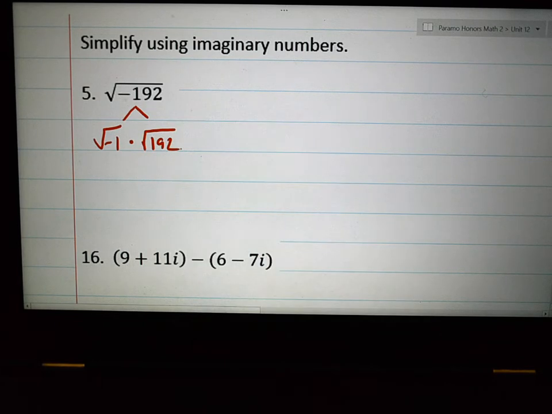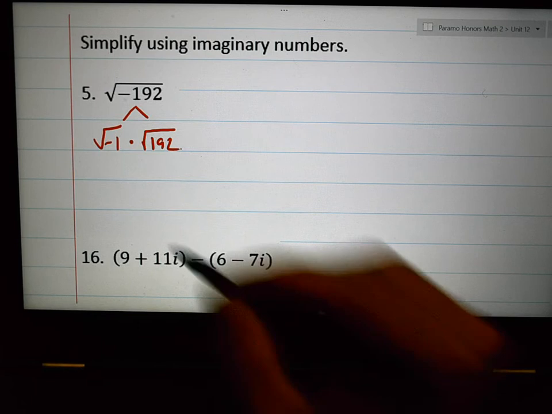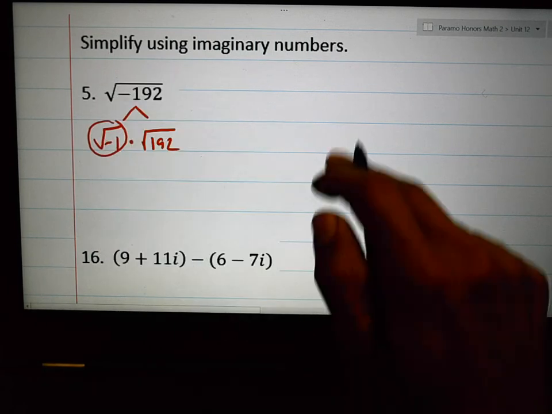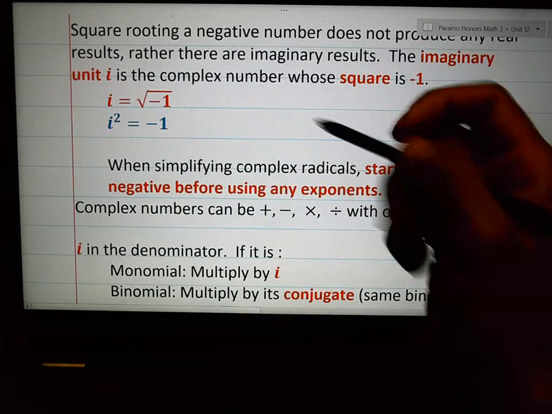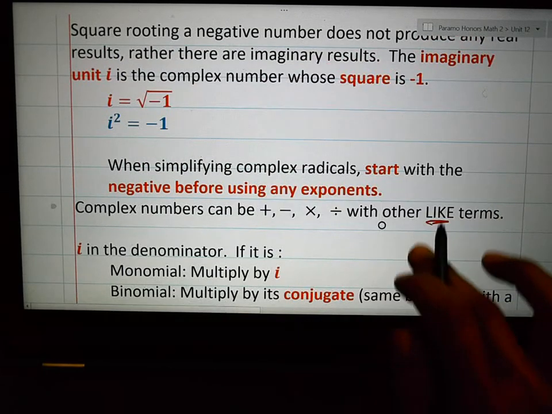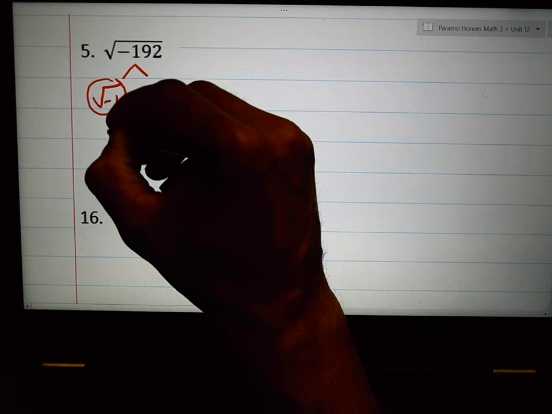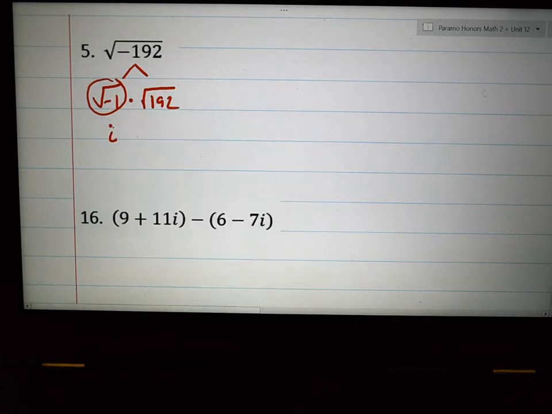I can think of the square root of negative 192 as the same thing as the square root of negative 1 times the square root of 192. And you all should know what the square root of negative 1 simplifies to. Something we just wrote down. What is the square root of negative 1? That's what you're going to simplify it as, i.